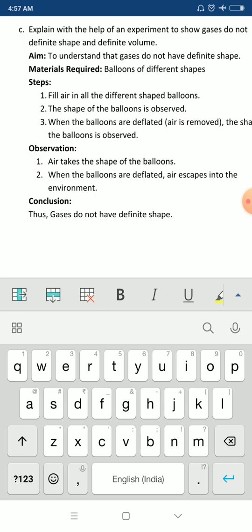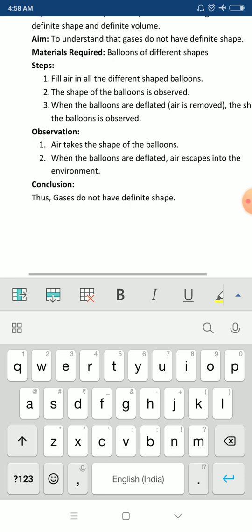Now when the balloons are deflated, which means if they are loosened or if the air is removed, then the air escapes into the environment. That means slowly air will come out of the balloon and it will mix with the environment. So what is the conclusion? Conclusion is gases do not have a definite shape.